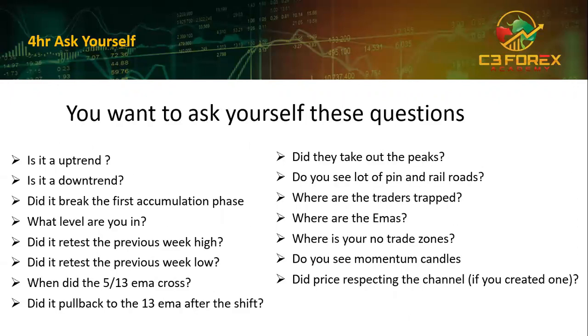All right. You want to ask yourself these questions: Is it an uptrend? Is it a downtrend? Did it break the first accumulation phase? What level am I in? Did it retest the previous week high? Did it retest the previous week low? Did the 5 and 13 EMA cross? Did it pull back to the 13 EMA after the shift? Did it take out the peaks? Do you see a lot of pins and railroads? Where are the traders trapped?